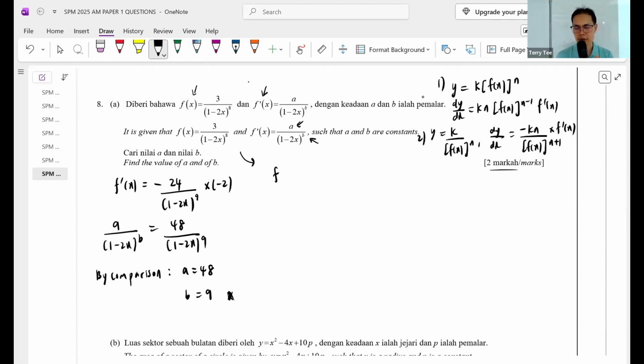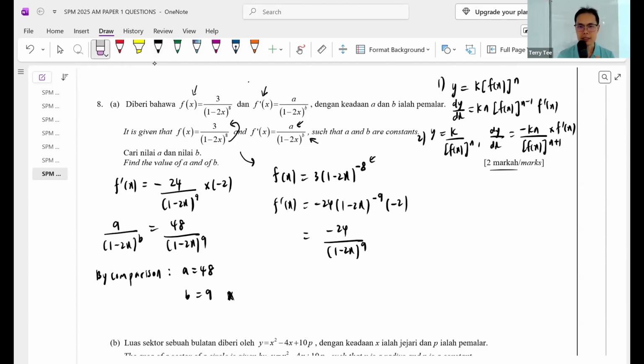Now, if you find this method is confusing, you want to use method 1, the first formula. You will have to first bring the bracket up, putting power negative 8. When you differentiate, you bring the power 8 down. Negative 8 times 3, negative 24. Copy the bracket, reduce the power by 1. Minus 8 minus 1 is minus 9. Then you bring this back down. Wait, sorry, I forgot to differentiate inside the bracket. Differentiate inside the bracket is negative 2. So minus 24 times minus 2 is 48.